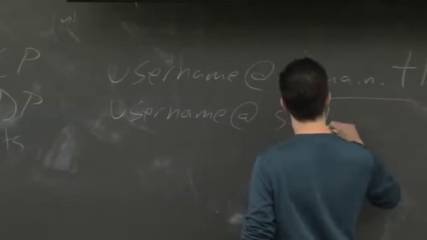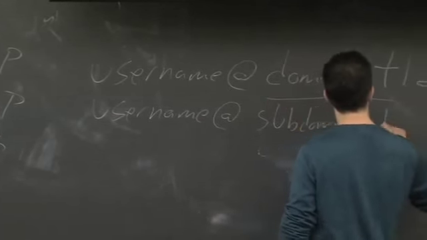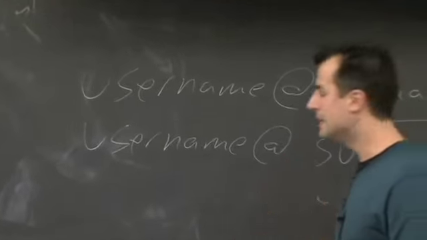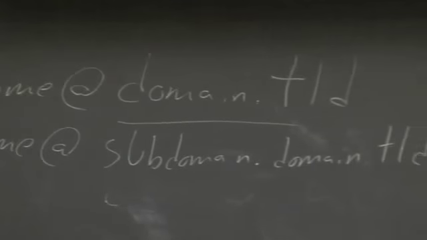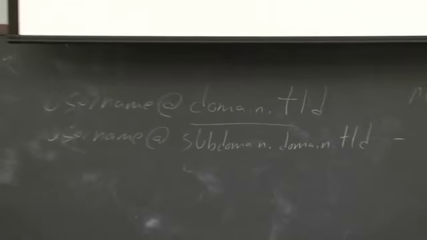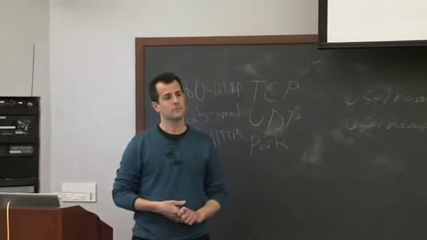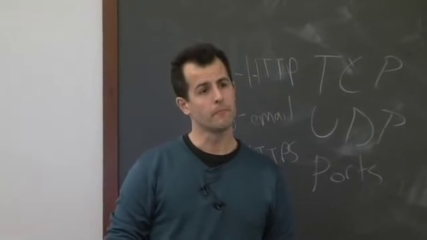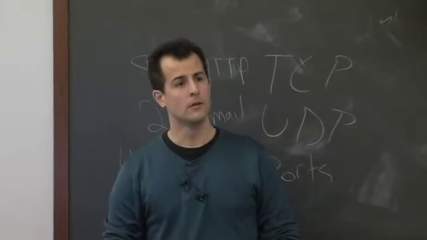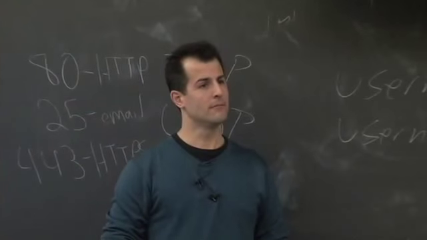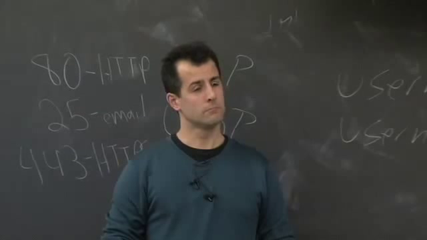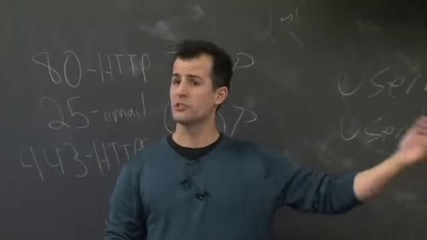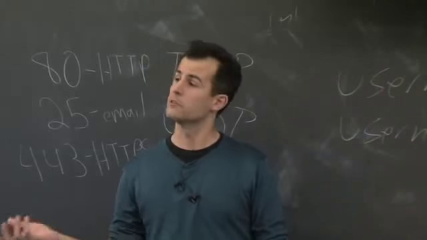subdomain.domain.tld. Now, why might an entity like Harvard have these things called subdomains? Yeah? They have different servers for email for different sections of the email that they do. Sure. So to summarize, different email servers, different email addresses for different types of people on campus.